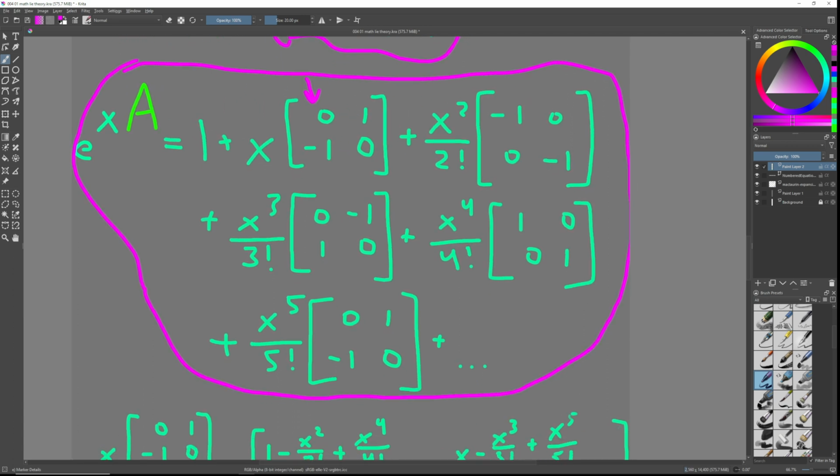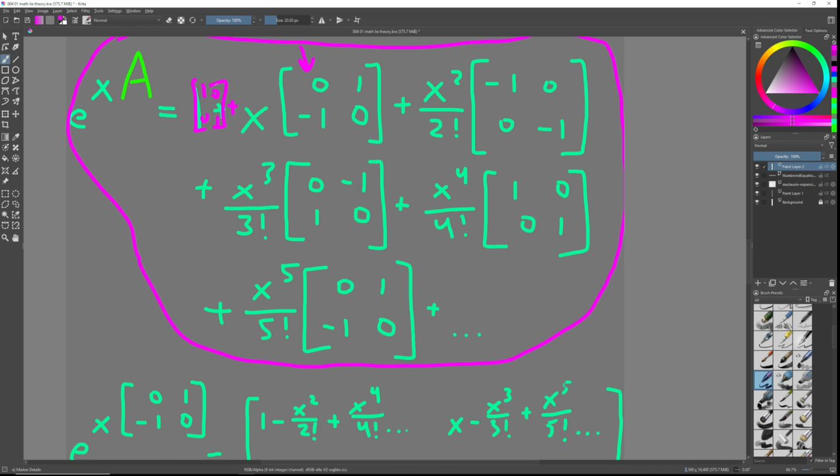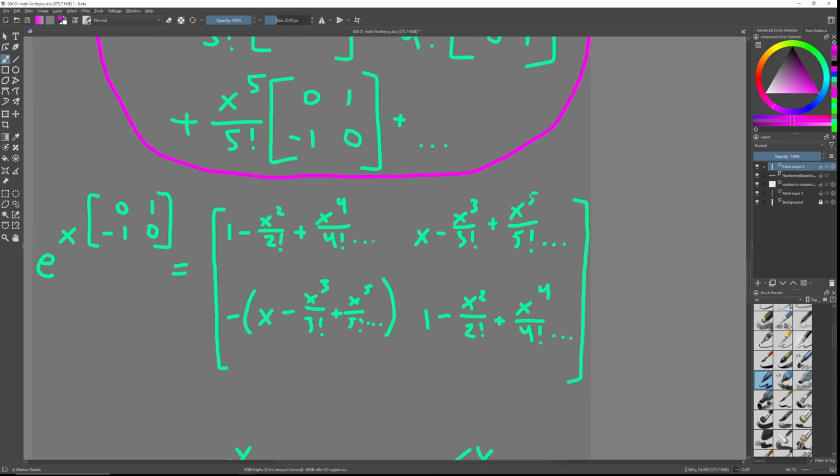Now we combine this into one giant matrix. By the way, this is the identity matrix. We're doing matrix addition now, so we can add this component-wise. This is the addition of all the top left elements. This is all the top right, and so on. This is all the bottom right elements added together. So this is what we now have.